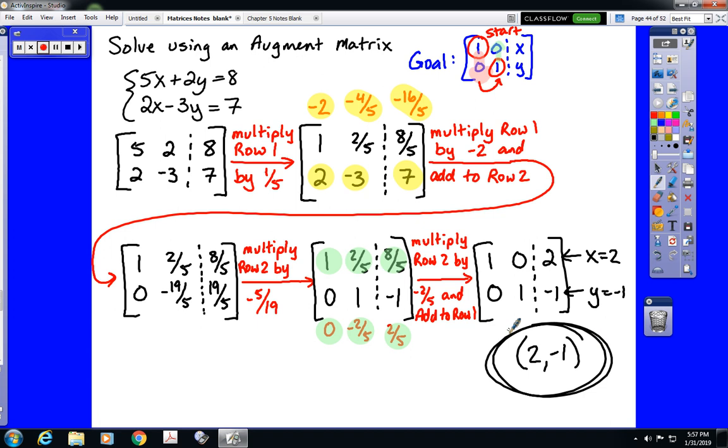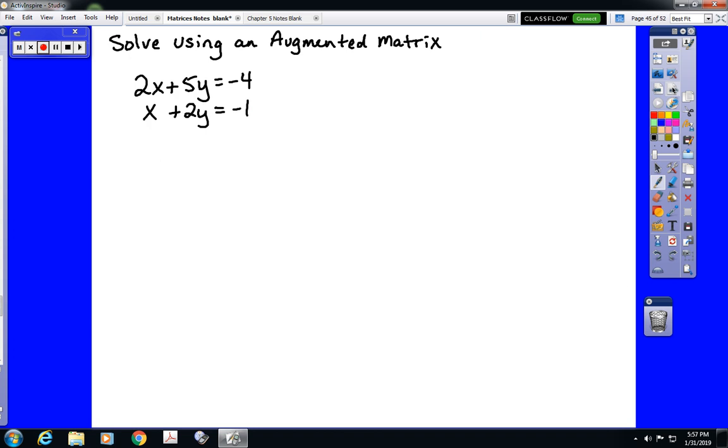Now, I realize that this is not the shortest method for solving a system of 2 equations and 2 unknowns. However, an augmented matrix is by far the shortest way to solve a larger system. So you are not allowed to solve it any other way. You need to solve it the way the directions say to solve it, which is using an augmented matrix. Let's do another example. So here's another one.